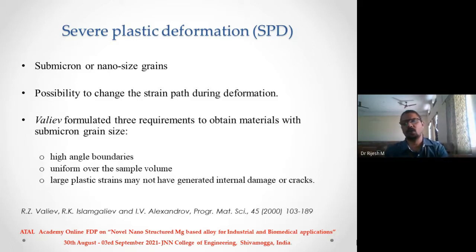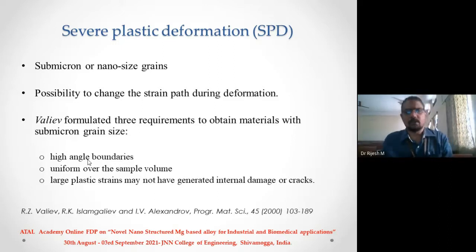You have 2 rollers or 4 rollers, which is fixed as per your needs, and the material will only flow in that particular direction. And there is no change in strain path at all. Now, Valiev formulated 3 requirements to obtain materials with submicron grain size. If you want a submicron grain size, you need to have a high angle grain boundary and not a low angle grain boundary.